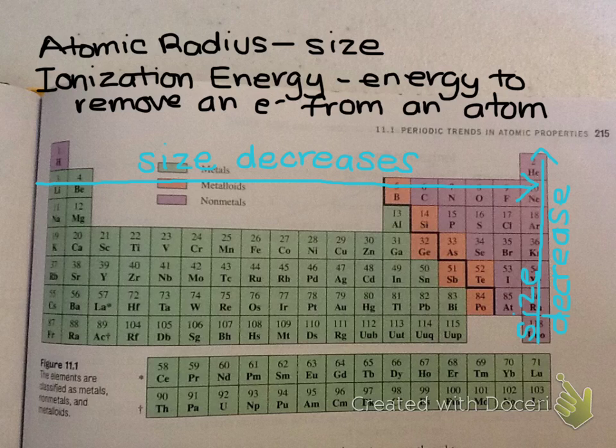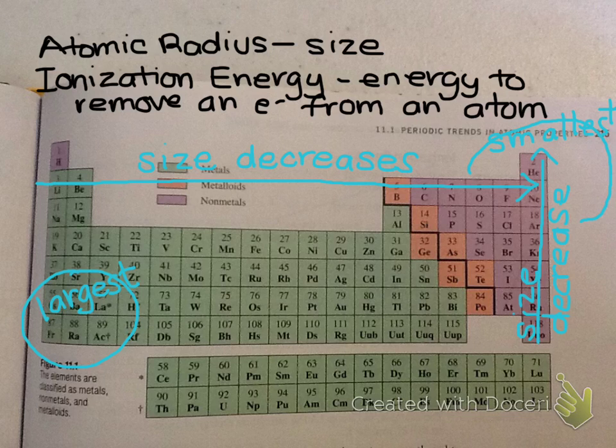So looking at this trend here, the smallest atoms we would expect to find up here in the upper right-hand corner. So these are the smallest up here. And then the largest atoms we would expect to find down here. These would be the largest. Okay, so that's one trend. So I'm going to change colors now, and we'll look at a different trend.